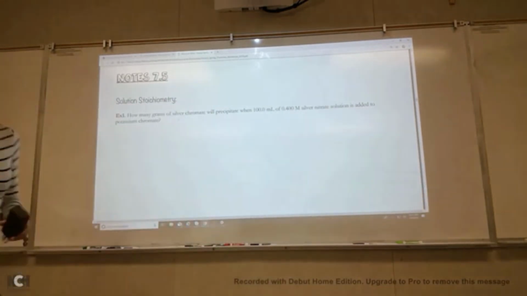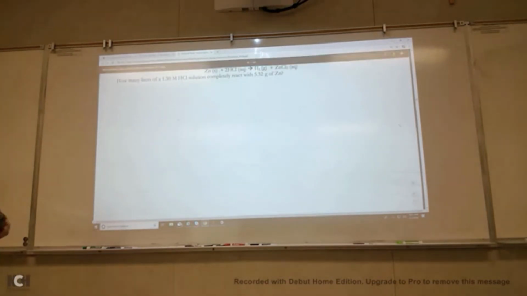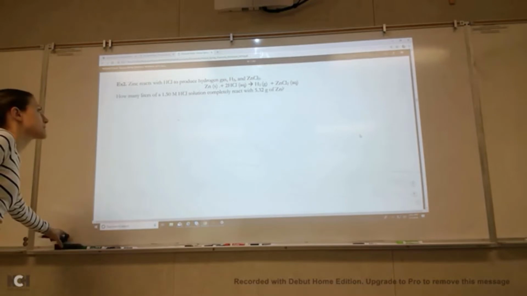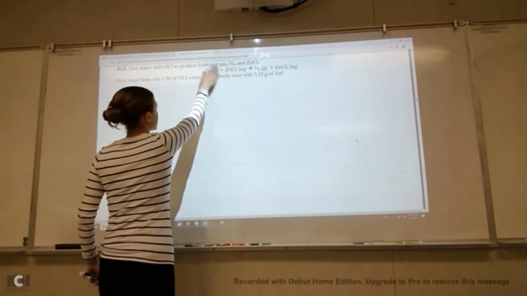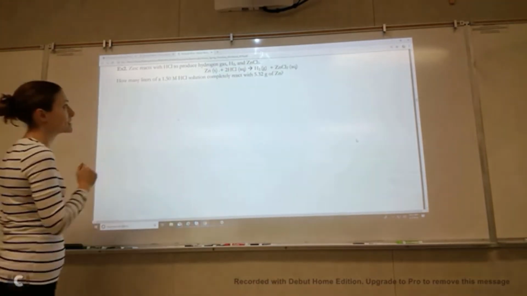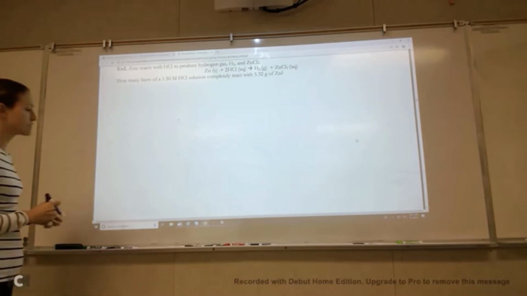All right. So for number 2, you are told, let's see. Number 2, zinc reacts with hydrochloric acid to produce hydrogen gas, which is H2, and ZnCl2. So at the top of this, I already gave you your entire reaction, and it's balanced. So that actually makes this easier than the previous problem. Okay? It says how many liters of a 1.50 molar HCl solution completely react with 5.32 grams of zinc.